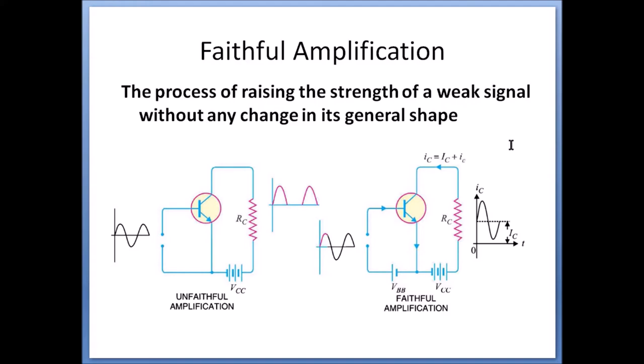In the second figure you can see we have an input signal and an output signal at the collector terminal. The input signal is completely amplified and the full shape of the signal can be seen at the collector terminal.